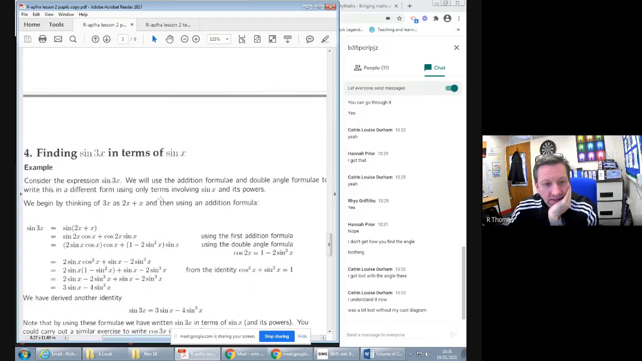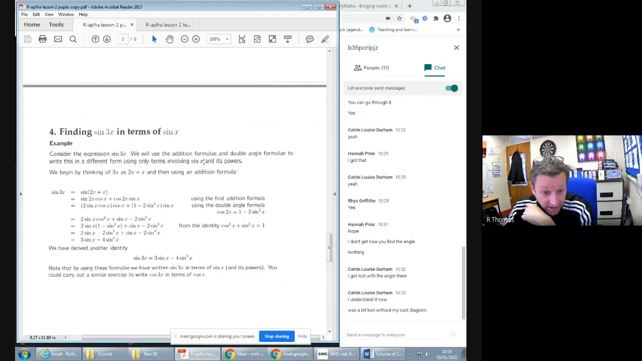It says find sine of 3x in terms of sine x. All right, so I'm just going to talk you through this proof. I'm sure you'll be fine with it. And I'm going to ask you to do it for cos 3x as your homework, right? So, consider the expression sine 3x. We're going to use the addition formulae and double angle formulae to write this in a different form, using only terms involving sine of x and its powers.